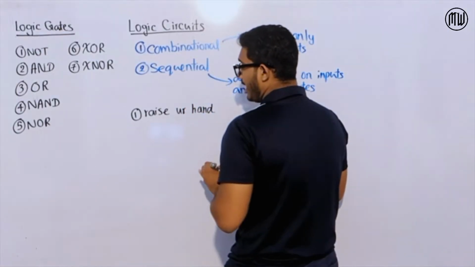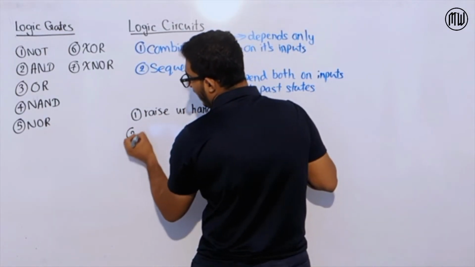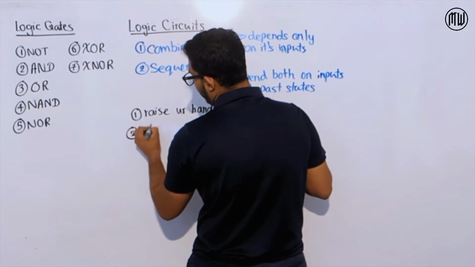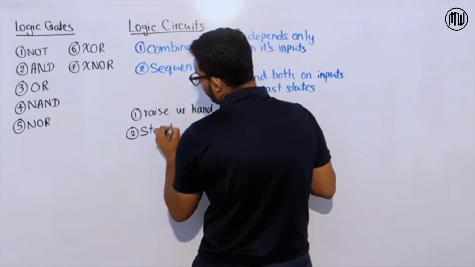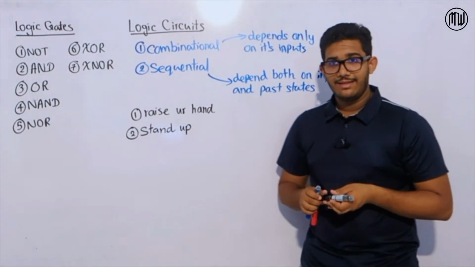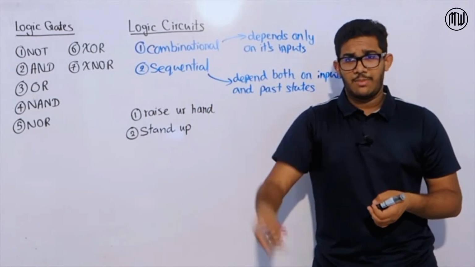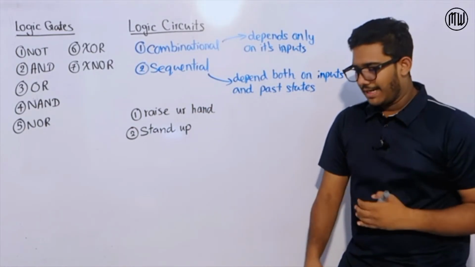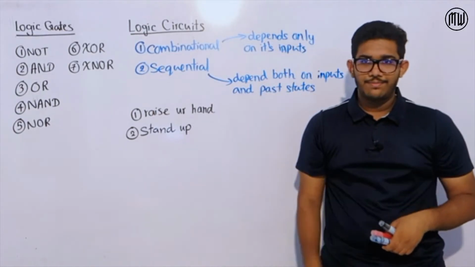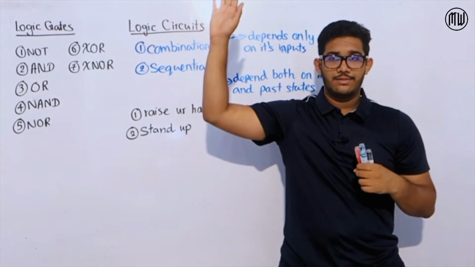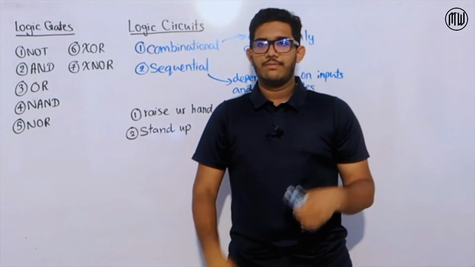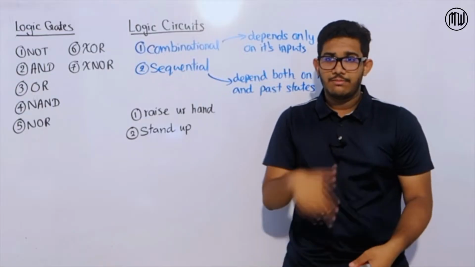Number one is to raise your hand, and command number two is to get up or stand up, right? There are two ways you're going to tackle this question. Number one, you raise your hand, and when I tell you to get up, you just get up. Your hand will be down, but you got up.